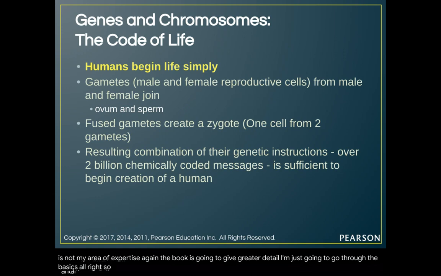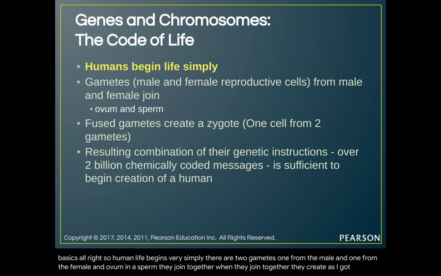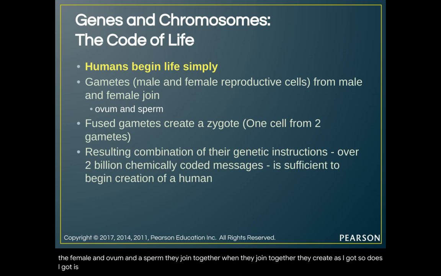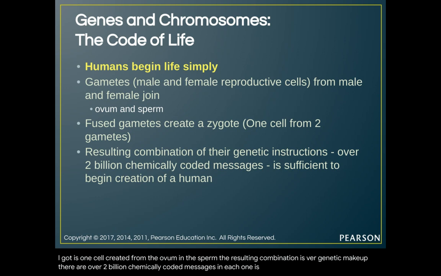All right. So human life begins very simply. There are two gametes, one from the male and one from the female, an ovum and a sperm. When they join together, they create a zygote. So the zygote is one cell created from the ovum and the sperm. The resulting combination is their genetic makeup. There are over 2 billion chemically coded messages, and each one is necessary to create a human life.